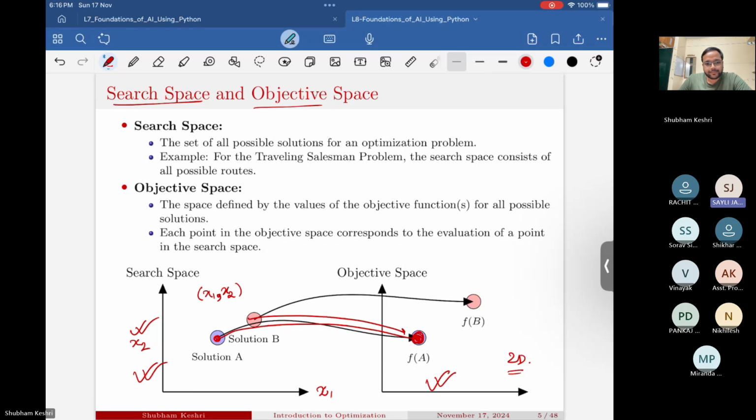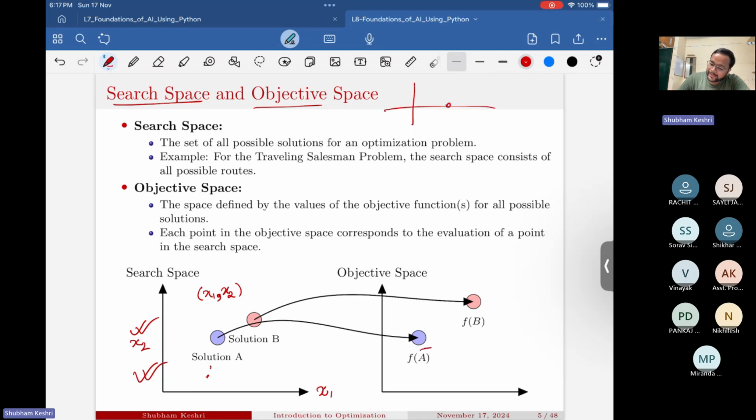In the search space and objective space, is it necessary that there has to be one-to-one mapping? Means solution A must result in only one point in the objective space. Can a particular solution A result in two points in the objective space? No. You are going against the definition of a function. A function cannot have one input and two outputs. For one x value you cannot have two y values. That is against the definition of a function.